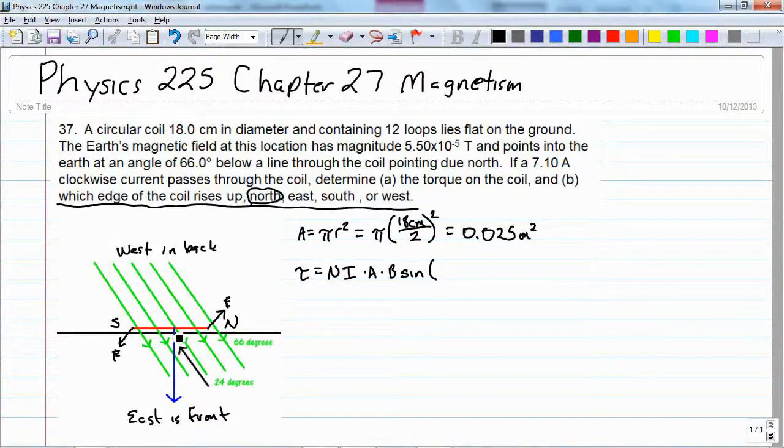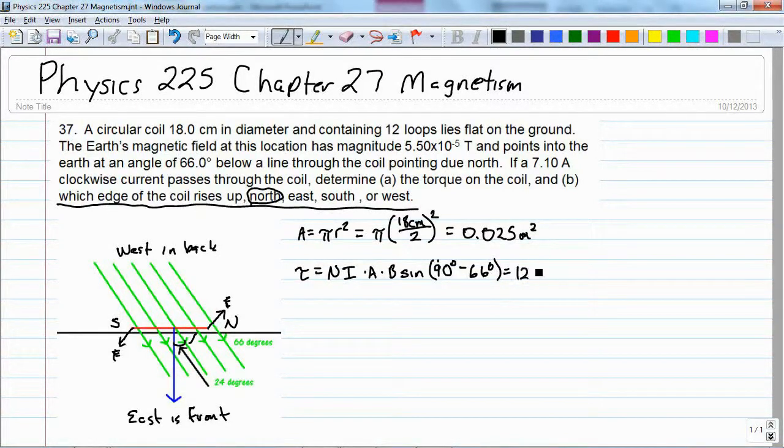So if we make this right triangle, this is 66 degrees here, I'm sorry, this is 66 degrees, and we want to make this 90 here, so that leaves us with 24 degrees. So we actually are doing pi over 2, or 90 degrees, minus our 66 degrees, and that'll be 24 degrees.